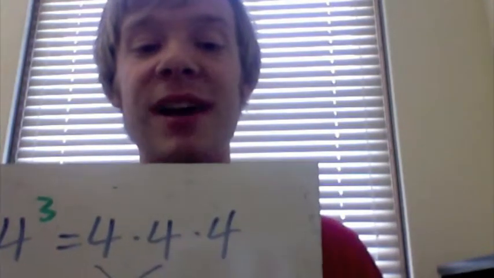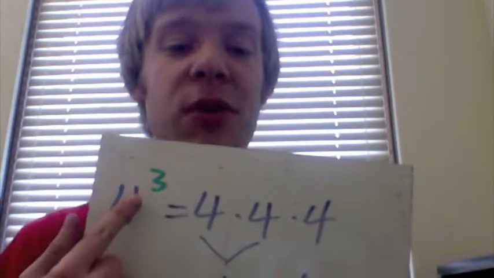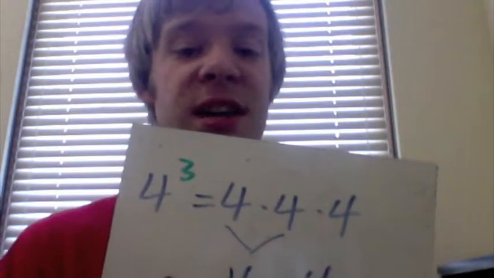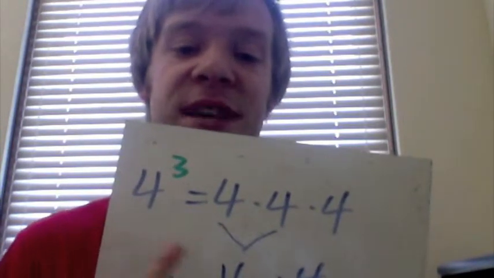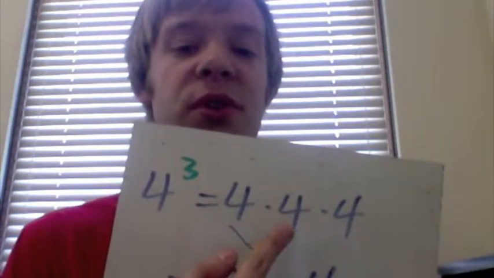So we have as many of the base number as we have of the power. So since we have a power of 3, that means we're going to have 3 4s. If we had a power of 7, we would have 7 4s. And if we changed the base number around, the number over here would also change.